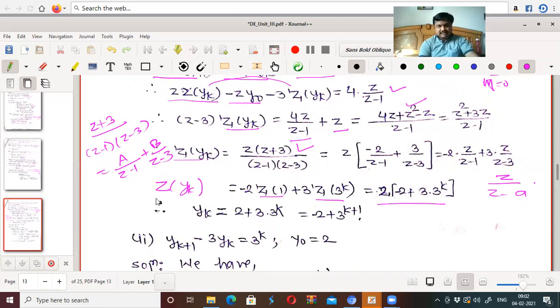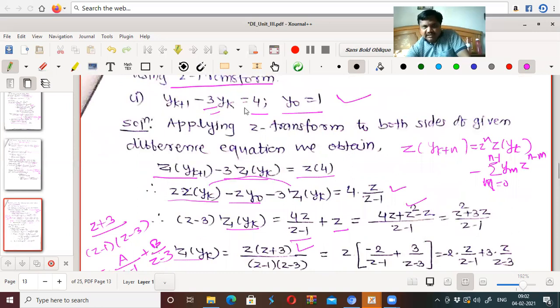The left hand side is Z transform of yk equal to Z transform of minus 2 plus 3 into 3 to the power k. Therefore, your yk becomes minus 2 plus 3 into 3 to the power k, or it is the same as minus 2 plus 3 to the power k plus 1. So this is yk, which is the solution of yk plus 1 minus 3yk equal to 4 and satisfying this condition.